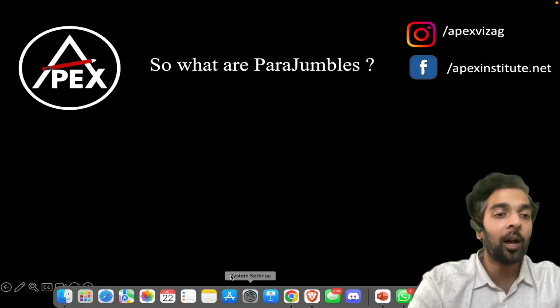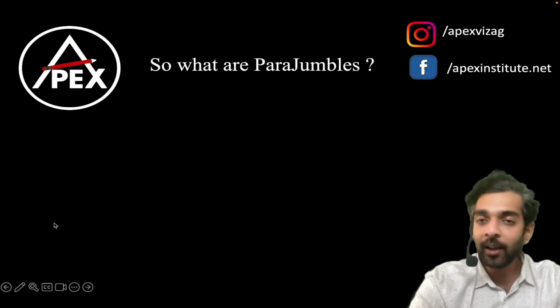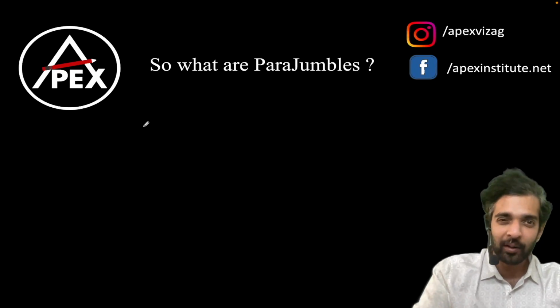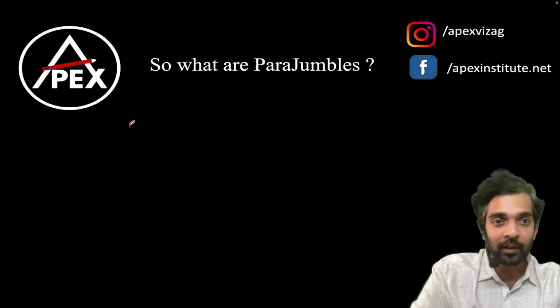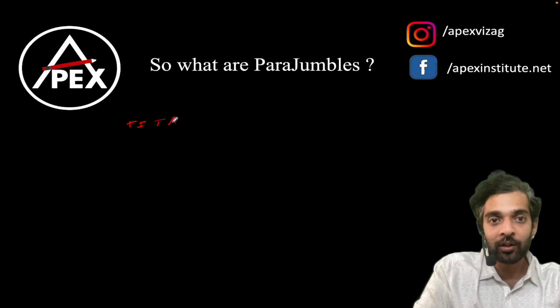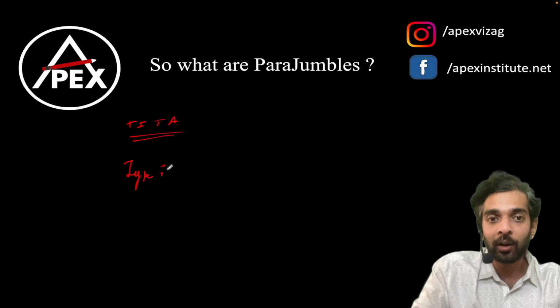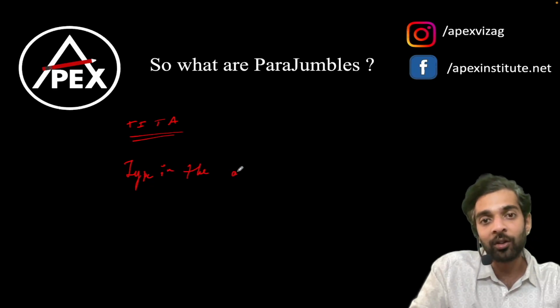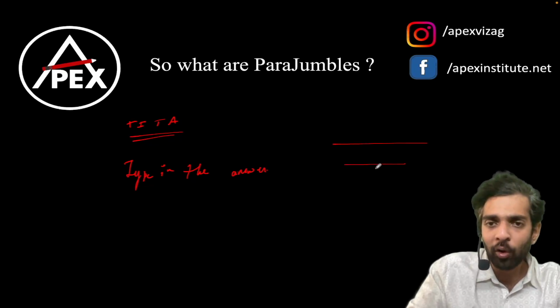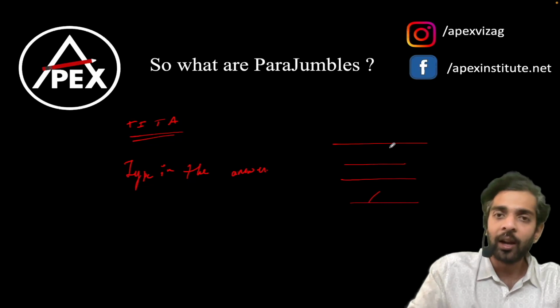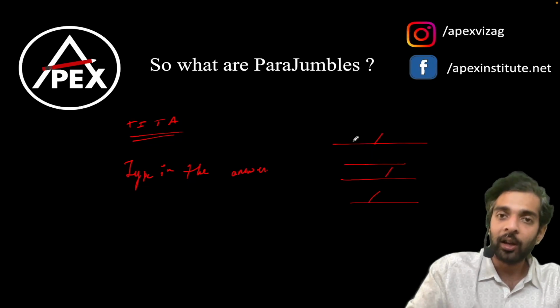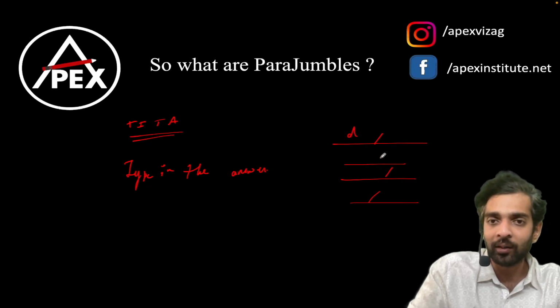So what are parajumbles? Now, CAT examiners like parajumbles in a straightforward manner. In the CAT exam, these come as TITA questions, which are nothing but your type-in-the-answer kind of questions. So basically they're fill in the blanks. What happens is you get 4 to 5 sentences, and these sentences are broken into parts. So let's say that the starting part is given as D, this is given as B, this is C, and this becomes A.